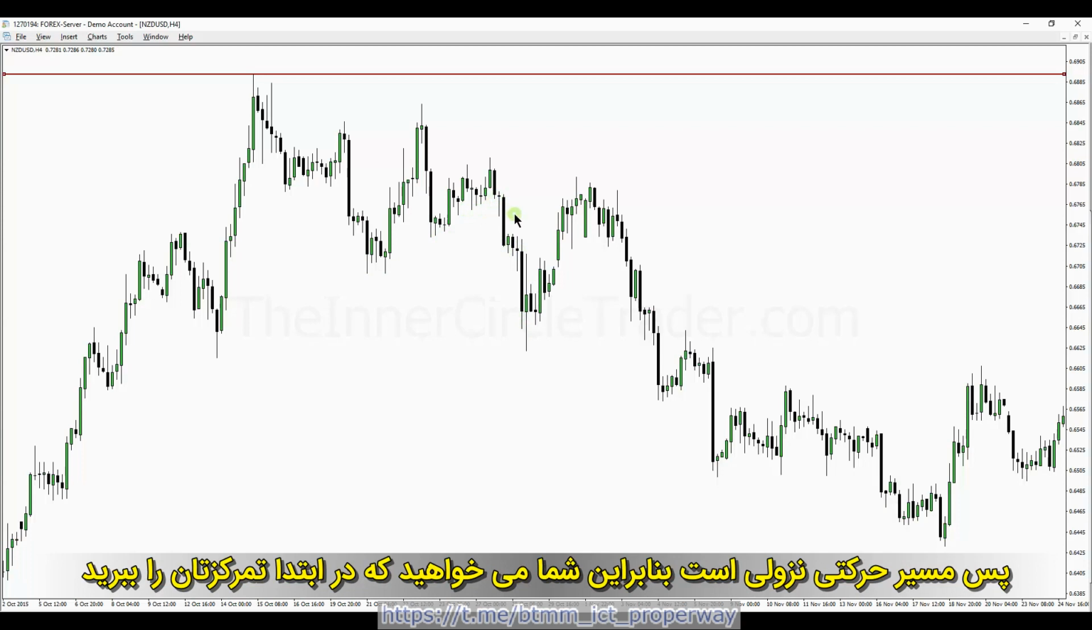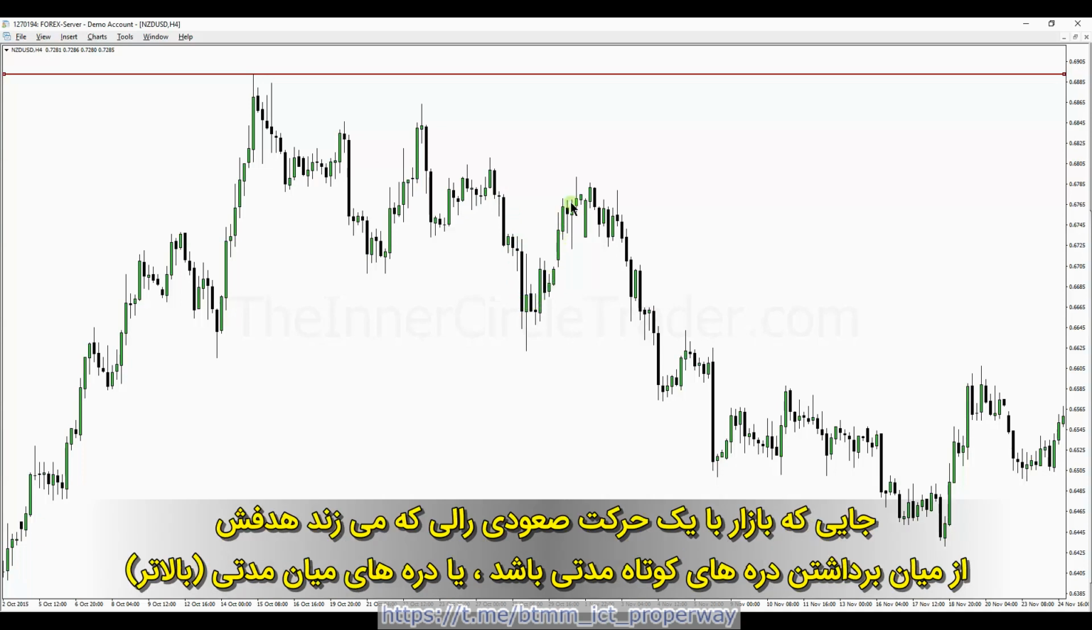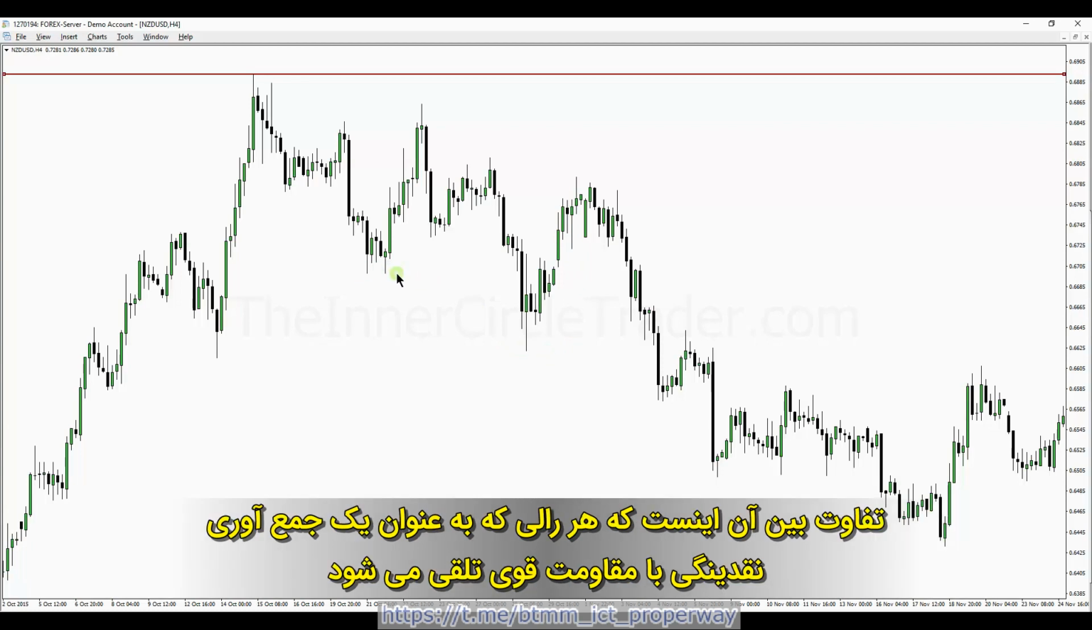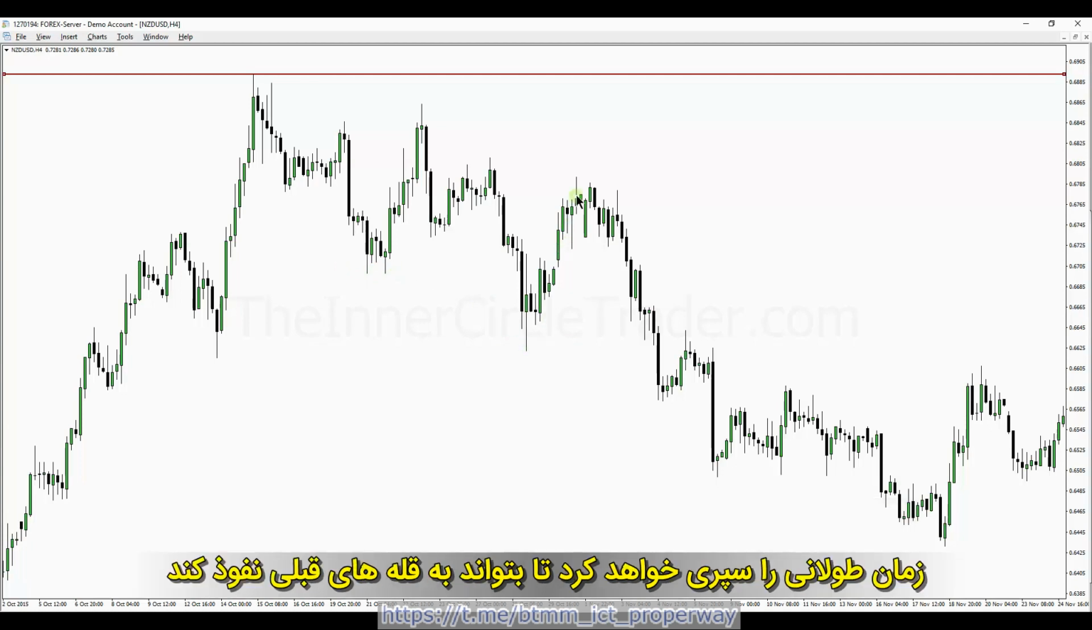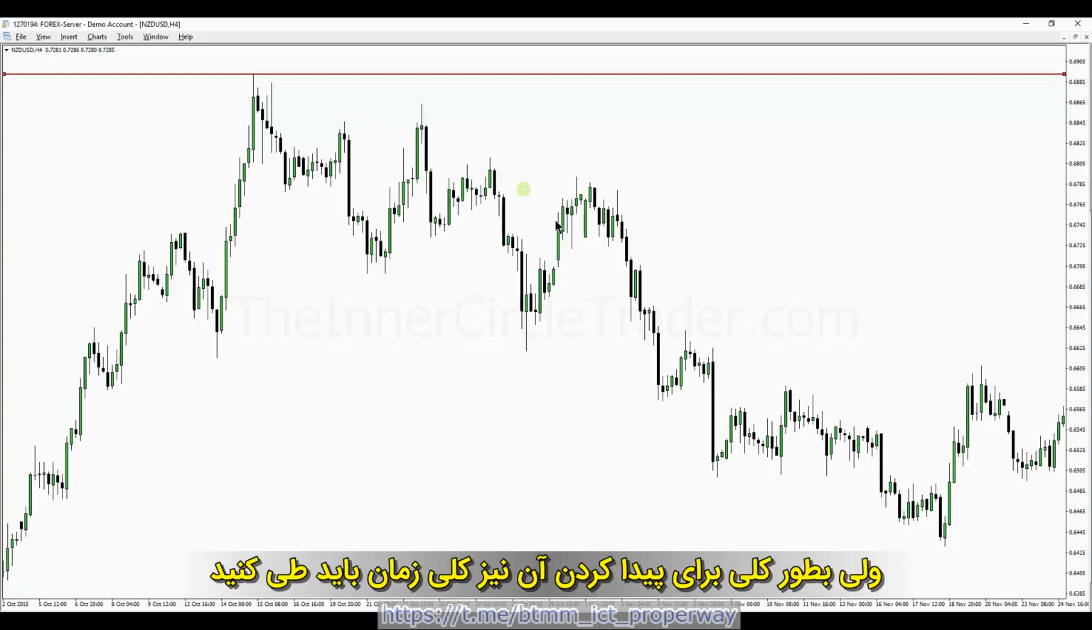So the bias is bearish. So you want to be focusing primarily on a market rally to take out short-term lows or intermediate-term lows. The difference between that is every rally is going to be viewed as a high resistance liquidity run. It's going to have a very difficult time getting above the previous highs. Sometimes it will happen, but generally you're going to find that it's going to have a very difficult time doing that.